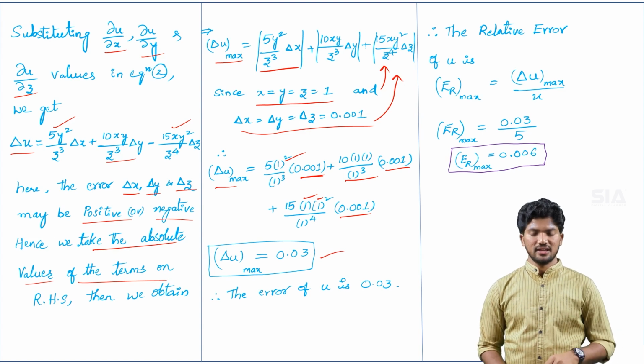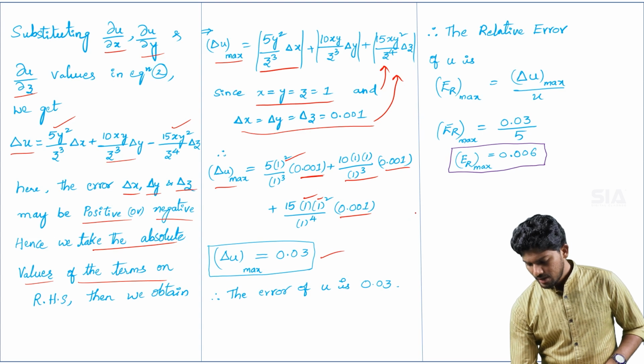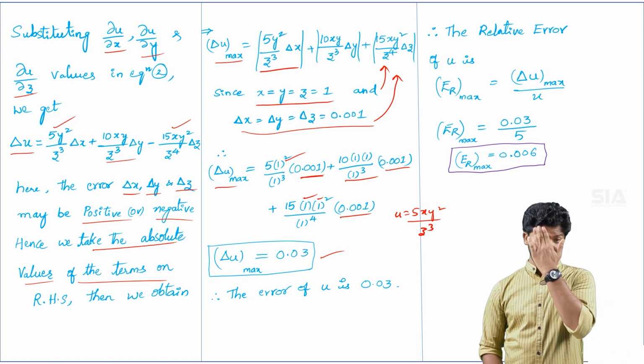What is the error here? Original value of capital U is nothing but, for example, if you have capital U is equal to 5x y square by z cube. This is the original equation.